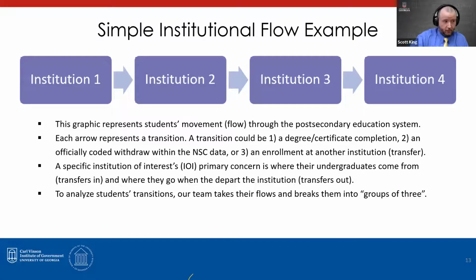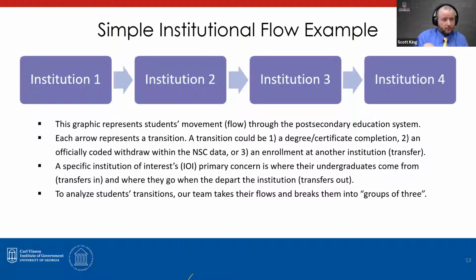So each arrow here could be some form of transition for the student. They could have earned a degree as they move from institution 1 to institution 2. In our case, that can only be an under baccalaureate completion, so an associate's degree, or some sort of certificate if it's from a tech school.